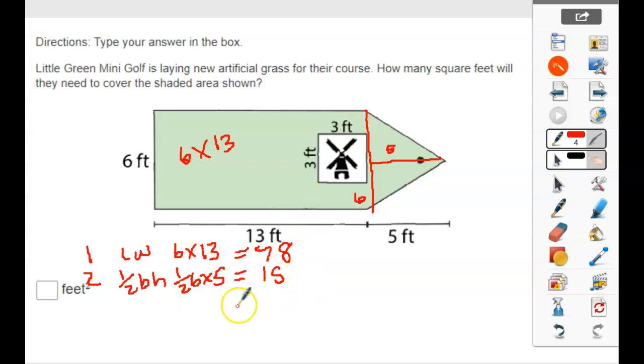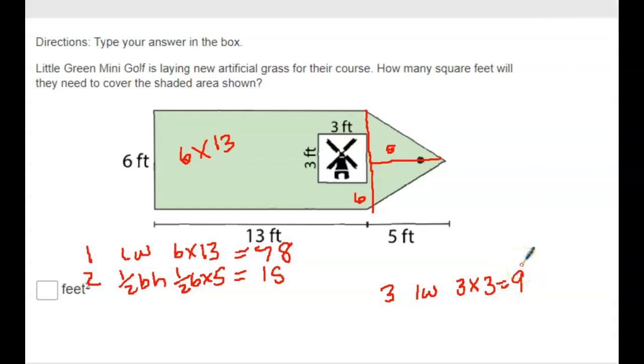And my third shape, which is actually going to be subtracted later, is just a square. That's length times width. 3 times 3 is 9. And I'm going to subtract that one later. So I need to add up the 78 plus 15 is 93.